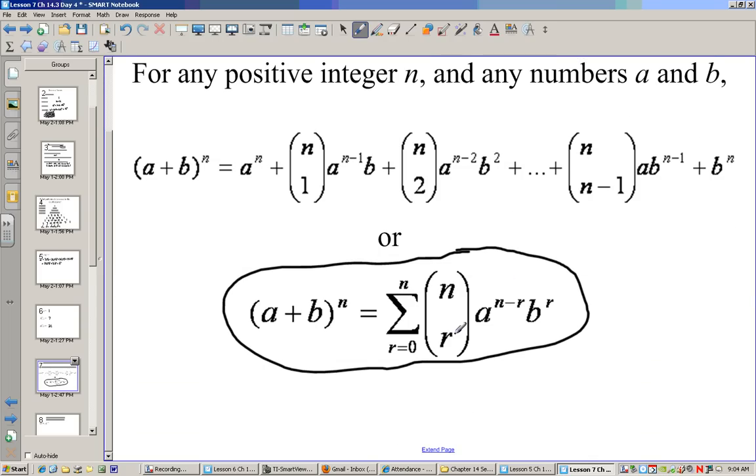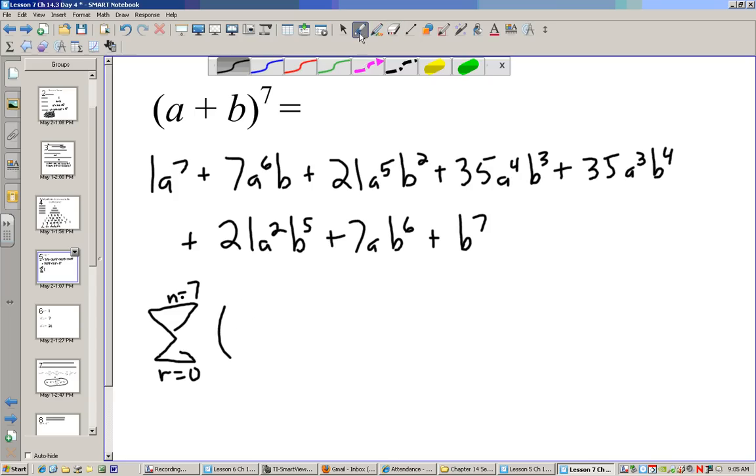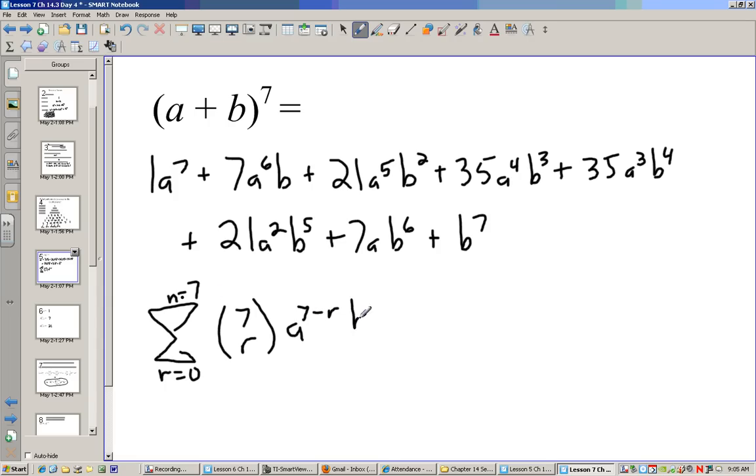We're going to take n and choose r, so we'll start at r equals 0 and work our way up to r equals n, and we'll take a to the n minus r times b to the r. And really, that's the same thing that we did here. We could write this as the sum as r goes from 0 to n, where n equals 7, of 7 choose r, a to the 7 minus r, b to the r.